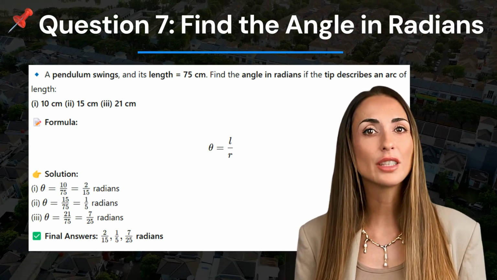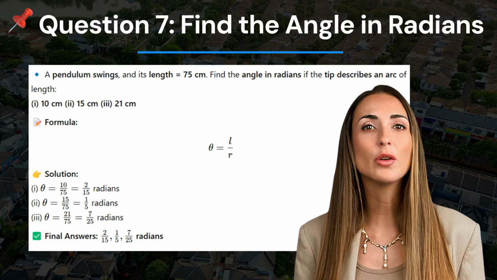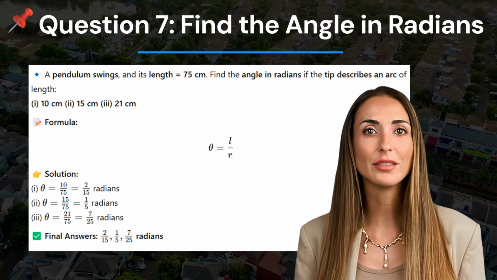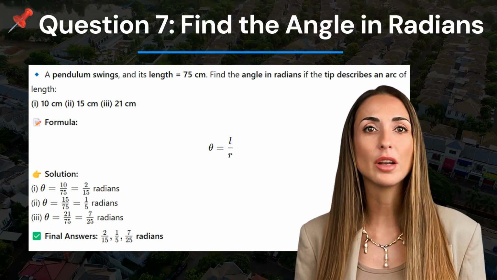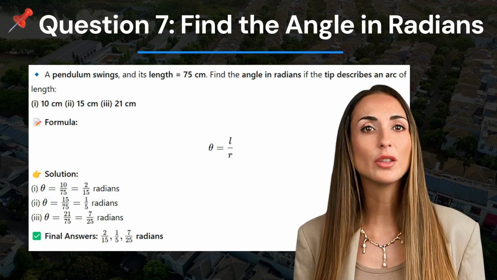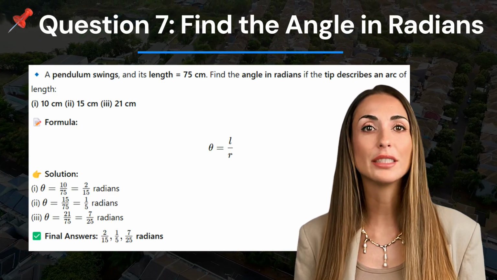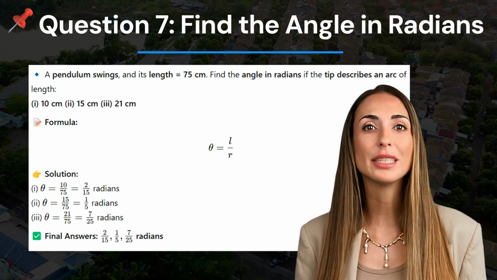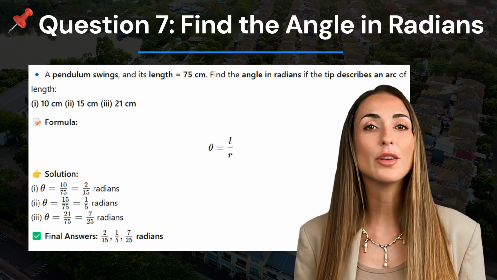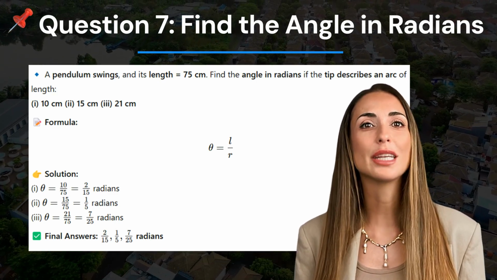Solution. In a circle of radius r unit, if an arc of length L unit subtends an angle theta radian at the center, then theta is equal to L by r. We know that r is equal to 75 centimeters. First question: L is equal to 10 centimeters. So we get theta equal to 10 by 75 radian. By further simplification, we get theta equal to 2 by 15 radian.